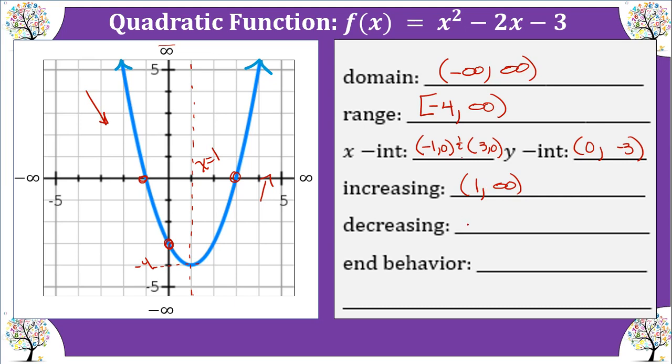Now, what causes the graph to decrease? Again, we're going from left to right, and we're just looking at the x value. So from negative infinity all the way up until when x is 1, my graph is decreasing. It's going down.